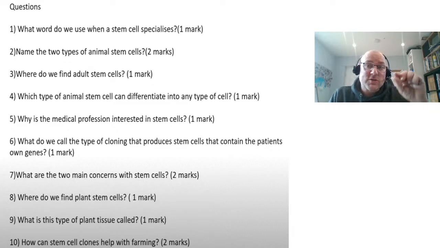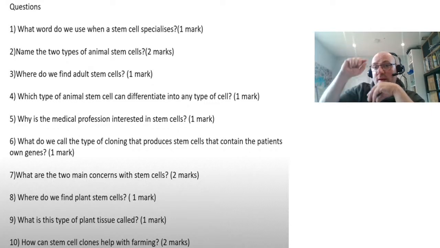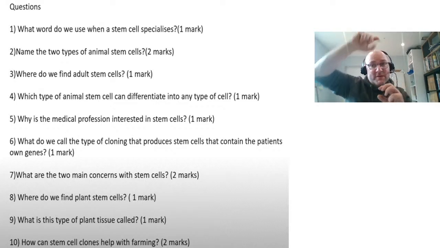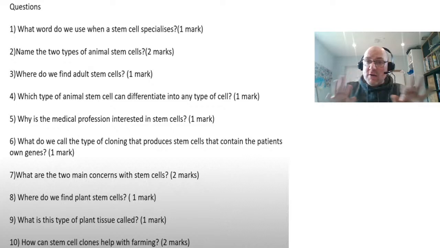The stem cells is where does a plant grow from? When a plant grows, what bits of the plant grow? That's where the stem cells are. Roots and shoots. Well done, Sophie. So it's the tip of the root, specifically tip, T-I-P, of the root, tip of the shoot. Those are the only bits that grow.